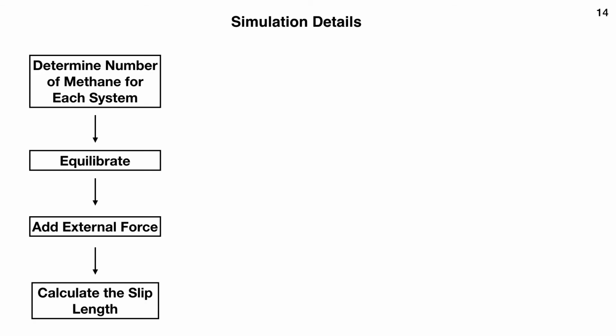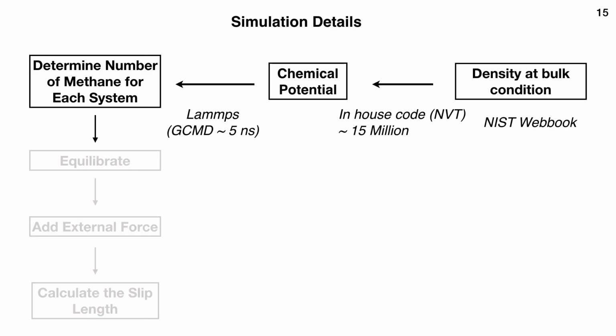Our goal is to study the slip length, and in order to achieve this goal, we went through several steps. First, we determined the number of methane molecules for each system. After adding the specific number of methane in the substrate, we ran a short NVT to equilibrate the system. Then we added the external force to make the fluid, or gas, start to flow. And then we can calculate the slip length based on the fluid flow behavior. I would like to introduce these steps one by one.